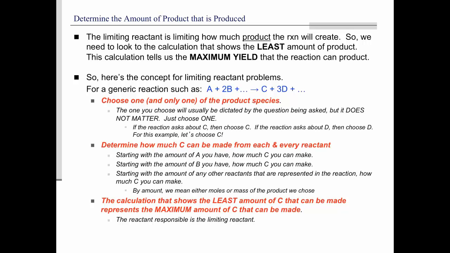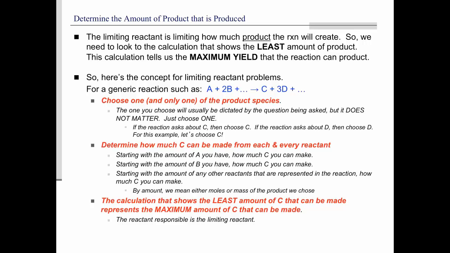So if we have some kind of generic reaction, like right here, A plus 2B plus other reactants goes to C plus 3D plus possibly other products. The way we're going to go about doing this is we're going to choose one of the products to focus on. Normally, the problem that we're asking you will tell you which one is important. But the key thing is to just choose one.